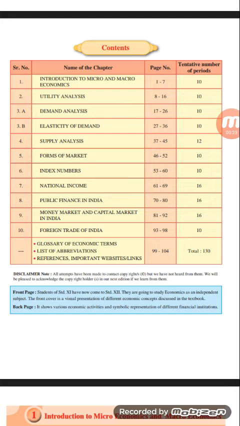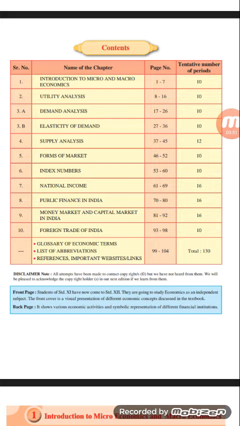Chapter number 1, that is introduction to micro and macroeconomics. The second one, utility analysis. 3A, demand analysis. 3B, elasticity of demand. Both chapters 3A and 3B are interrelated to each other. That is why 3A and 3B are given. Chapter number 4, supply analysis. Fifth one, forms of market. Sixth one is index number.